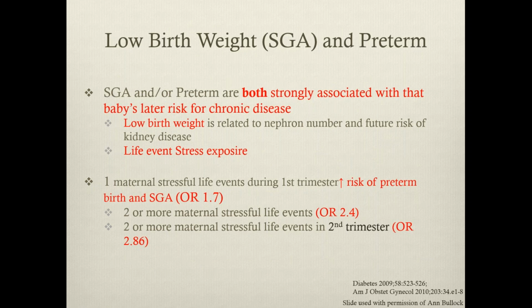So another important component to learn about is the relationship between low birth weight and preterm babies. They're both strongly associated with babies' later risk for chronic disease. And low birth weight is also related to the nephron number and the future risk of kidney disease, possibly diabetes. Excuse me for the misspelling there.